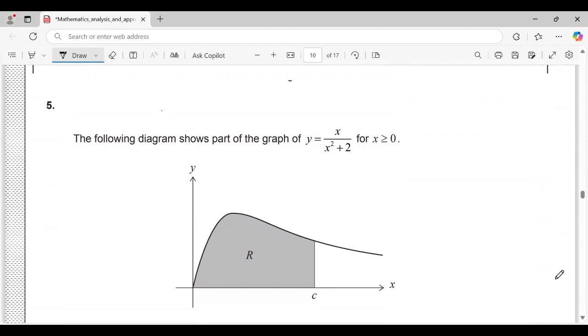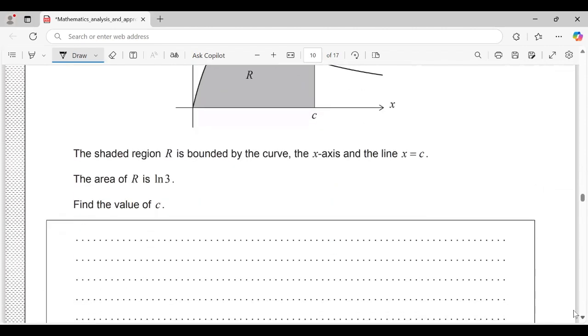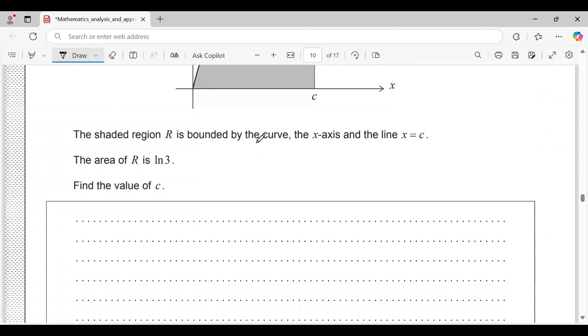Number 5, the following diagram shows part of the graph of y equals x over x squared plus 2. This is the diagram, the graph, for x greater than or equal to 0. The shaded region R is bounded by the curve, the x-axis, and the line x equals c. So c. The area of R is ln 3. Find the value of c.